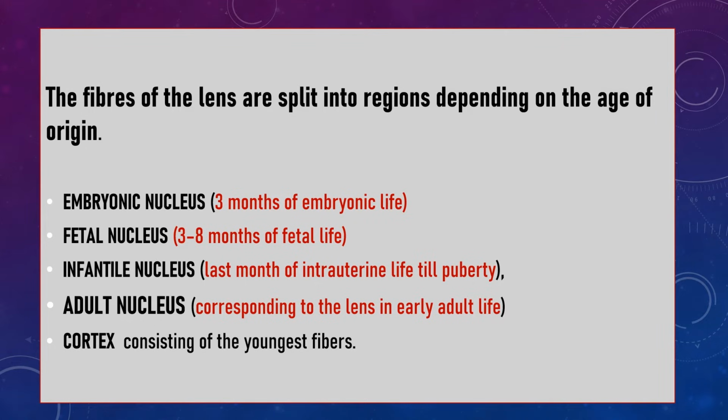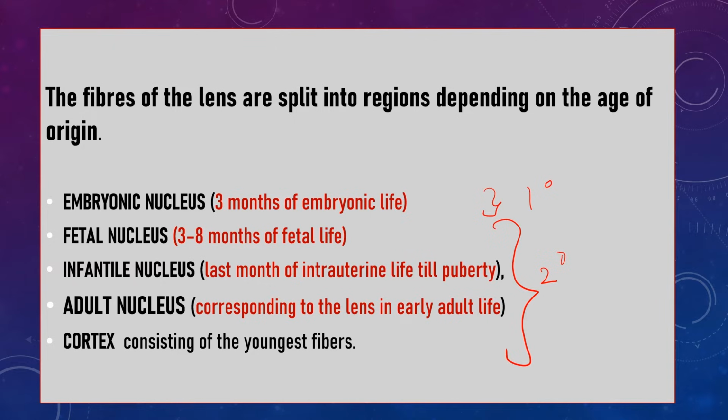The fibers of the lens are basically split into regions depending upon the age of the origin. As I told you, the embryonic lens is formed at 3 months of the embryonic life from the posterior epithelium, forming the embryonic nucleus, right? So those are the primary lens fibers. Now whatever is formed afterwards is called a secondary lens fiber. So the embryonic nucleus is primary and then we have the secondary.